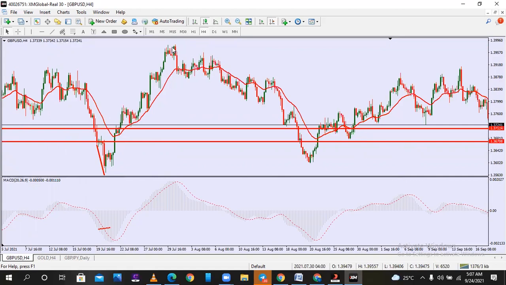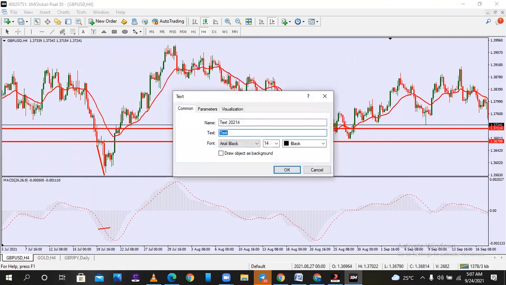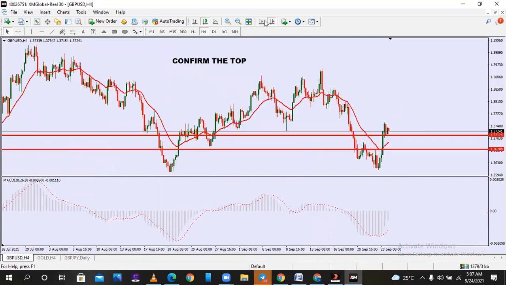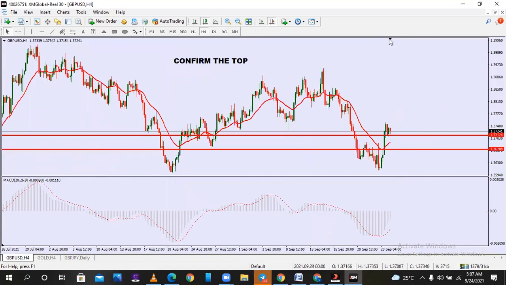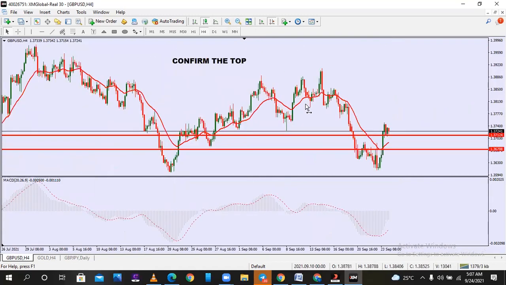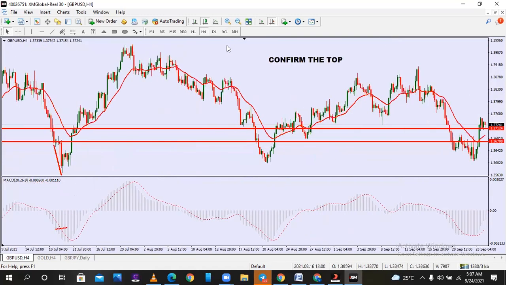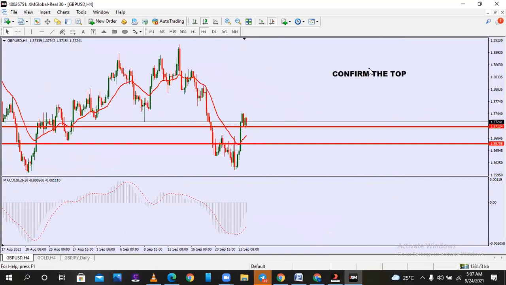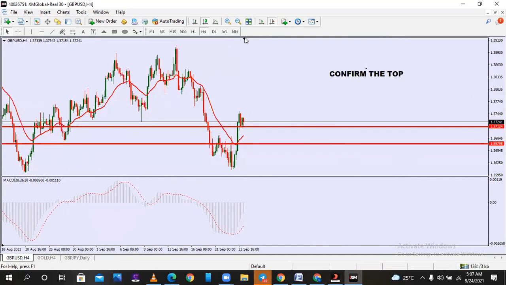Just in 3 steps. Confirm your course correction first of all. Confirm the top. And how will you confirm the top? You confirm the top when you have a confirmed divergence. A confirmed divergence. I hope you know what that means.